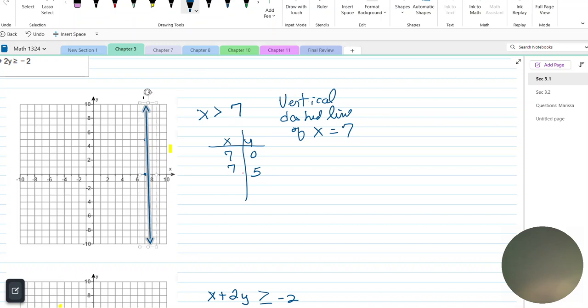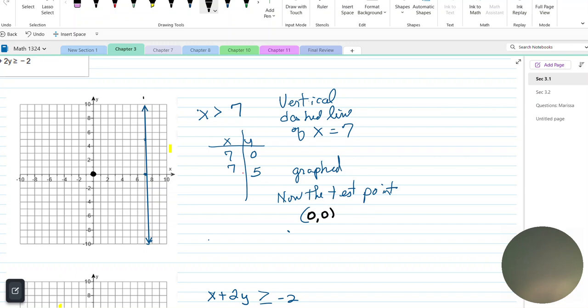Now again, working with a pencil on a tablet is not always the best, but you can tell I try. Okay, we know it's x equals 7, and it's easier on the computer. Now we're doing the test point. So we graphed it. Now the test point. So in our test point, we're going to do, again, (0, 0). And we have x is 0, is greater than 7, true or false? No, it's not. So we would shade on this side.